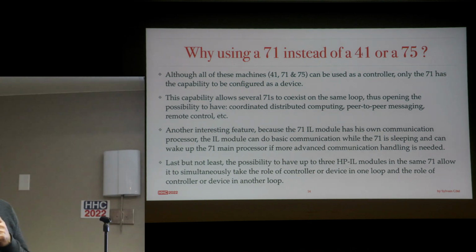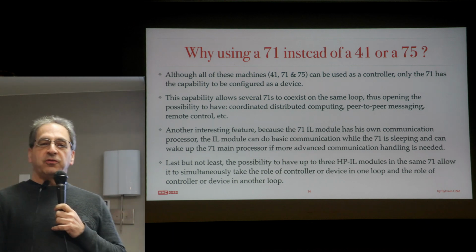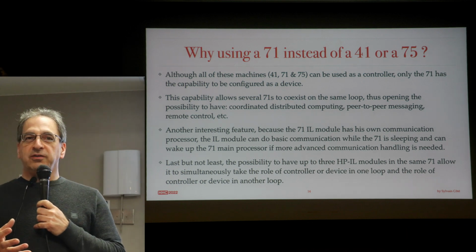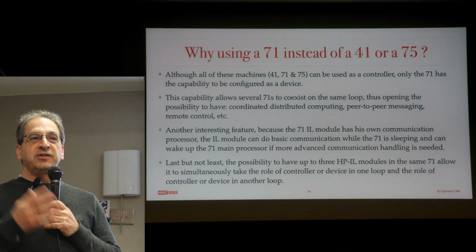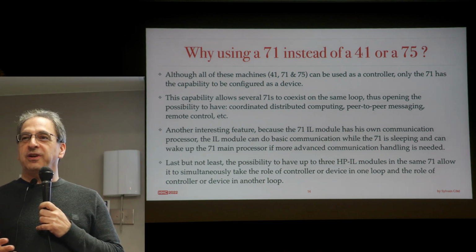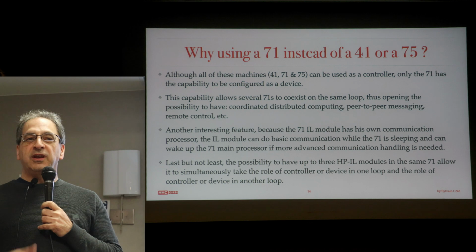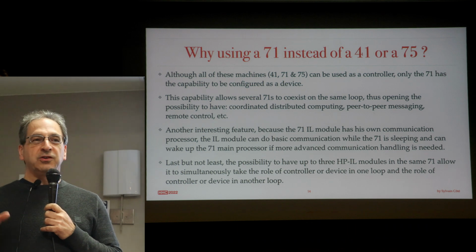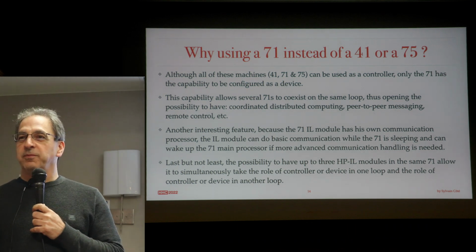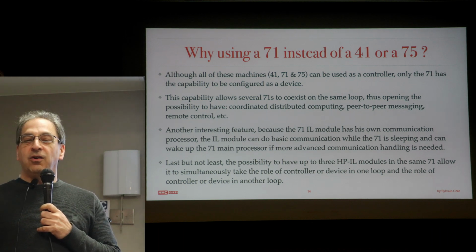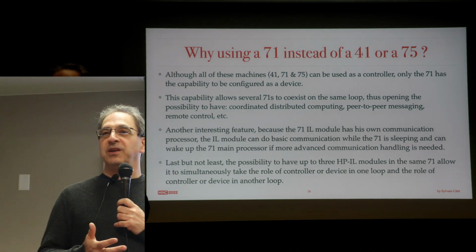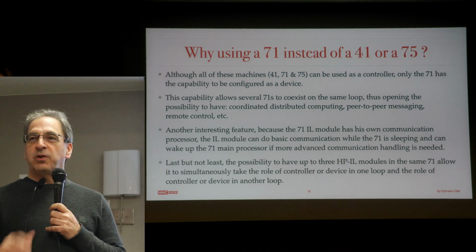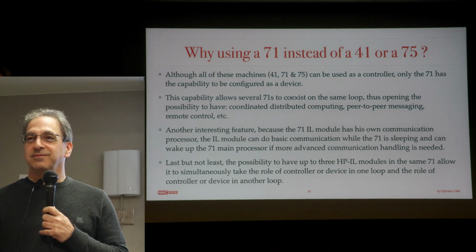The 71 is also different in another way. On the 41 and 75, it's the main processor that sends the messages on the HPIL side. And on the 71, you have a separate I/O processor in the HPIL interface. So the 71 can be off, and the HPIL module's I/O processor can do its job without ever waking up the 71. It will wake the 71 if something more advanced needs to be done. But if it's just management stuff on the HPIL, the 71 will sleep and you will see nothing.